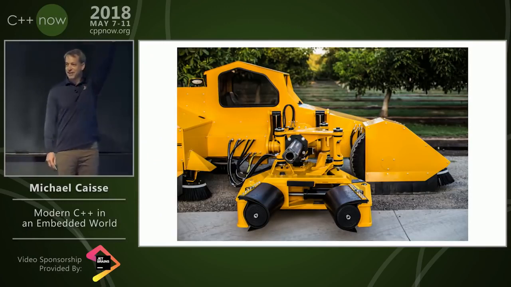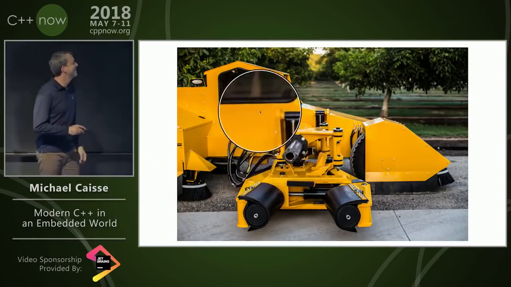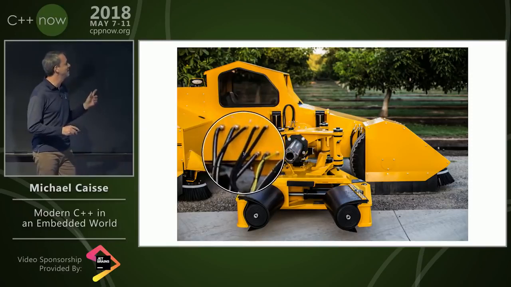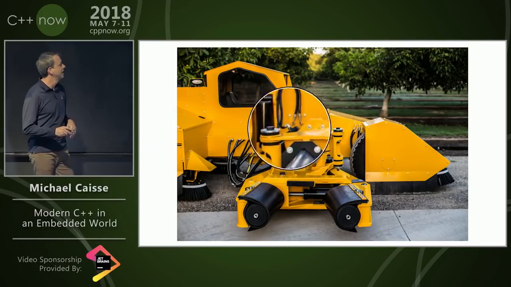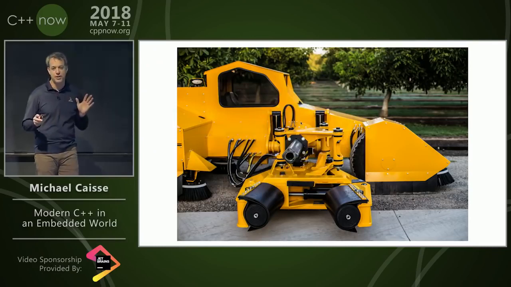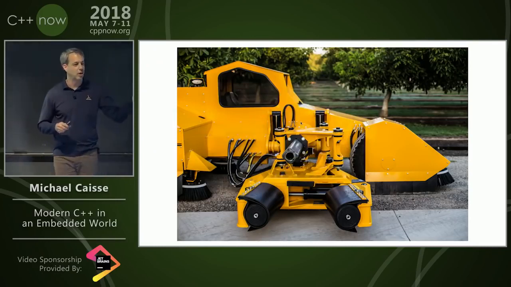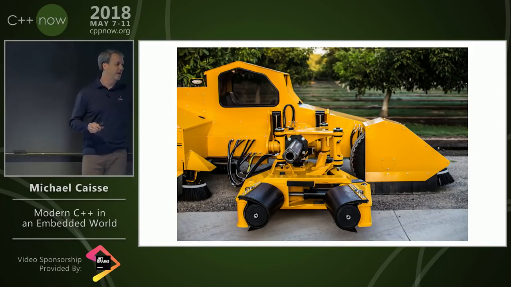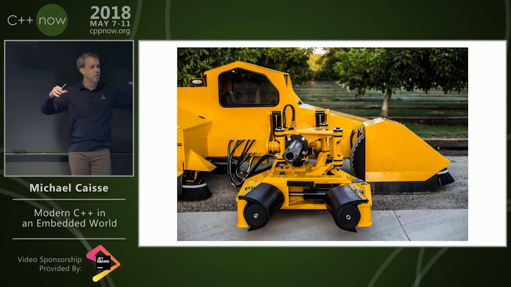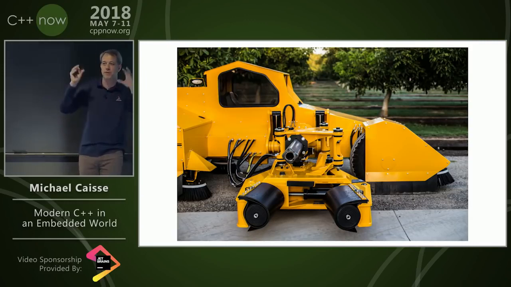Anybody have a clue what this thing is? Excellent, wow, okay. So you will notice there are these valves or hoses. This is a shaker, and the purpose of the shaker is to grab a tree, like an almond tree or something like that, and just rattle it without hurting it, and have the nuts fall onto the ground that it then sweeps in and pulls up and goes to the next one.